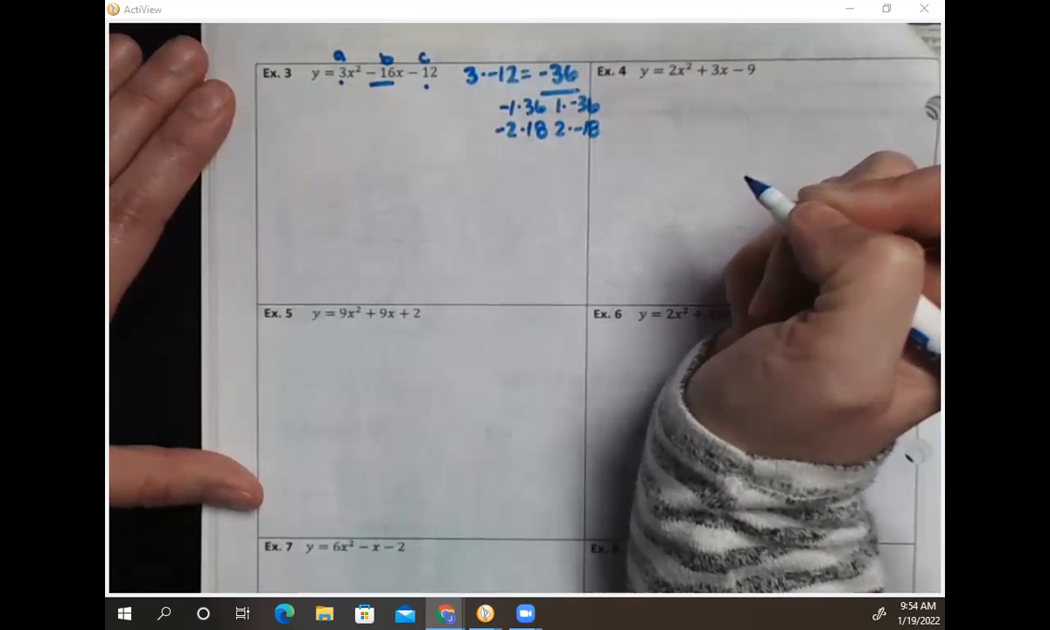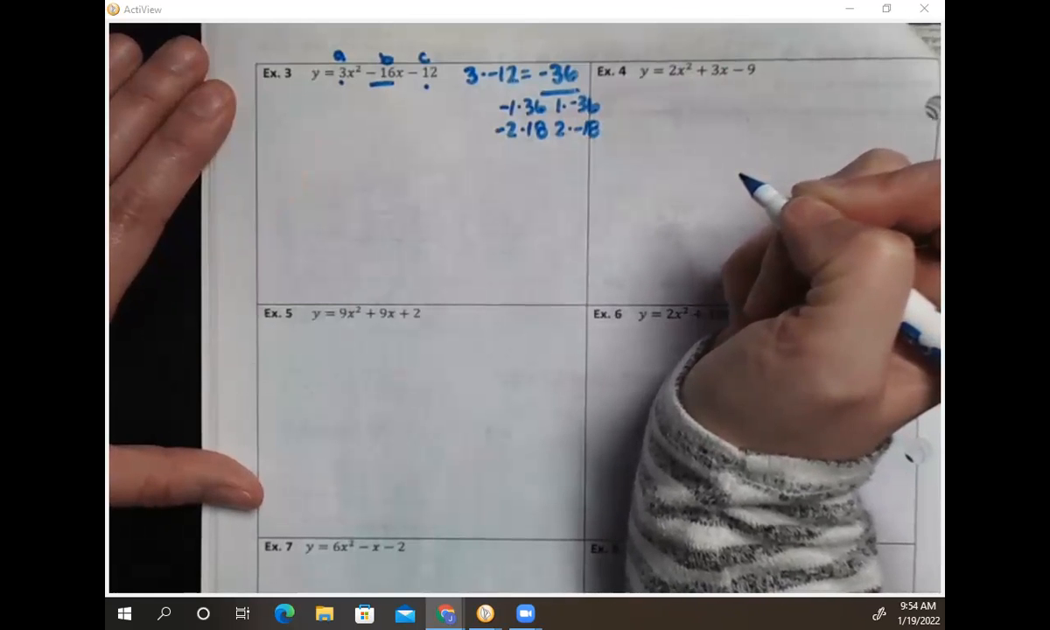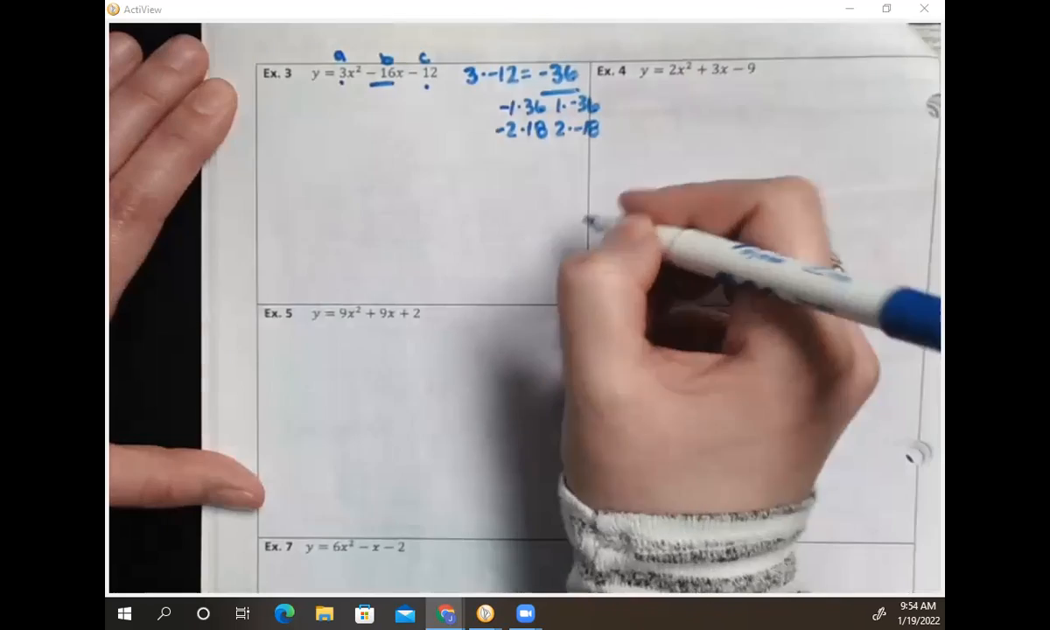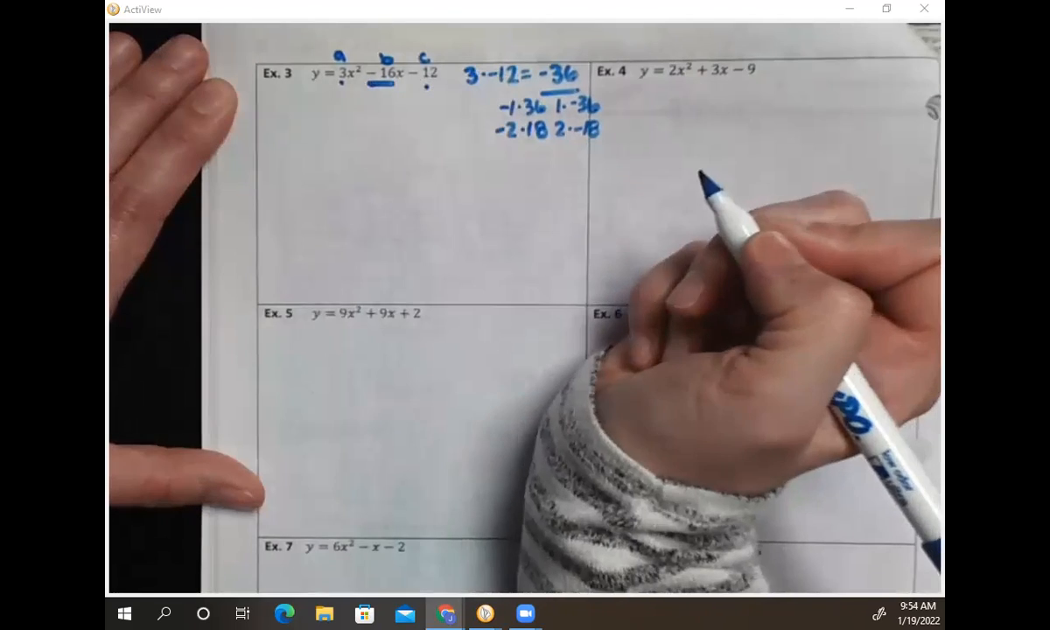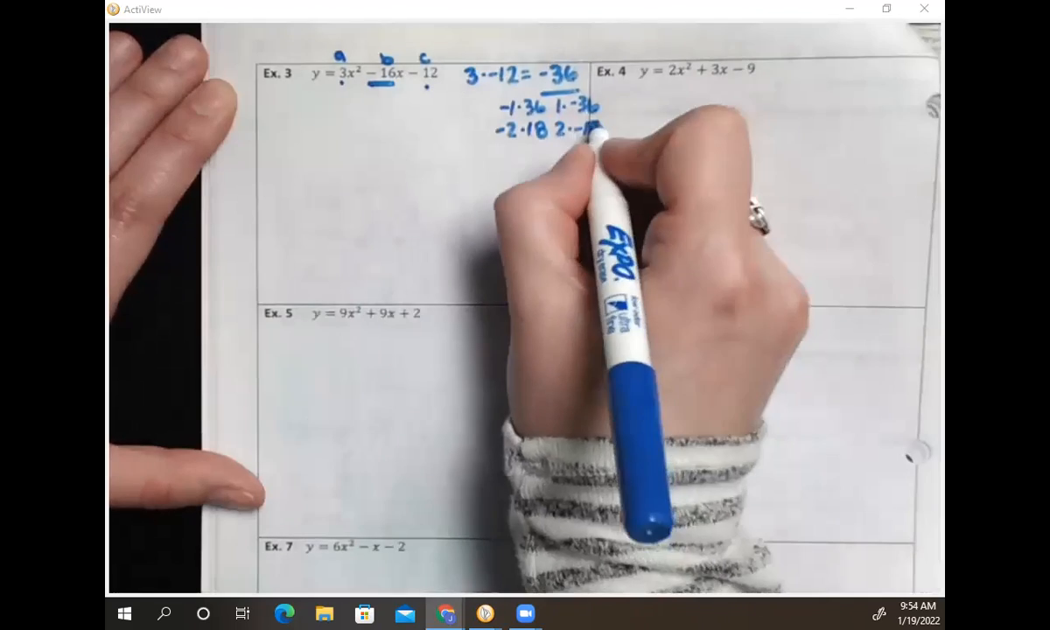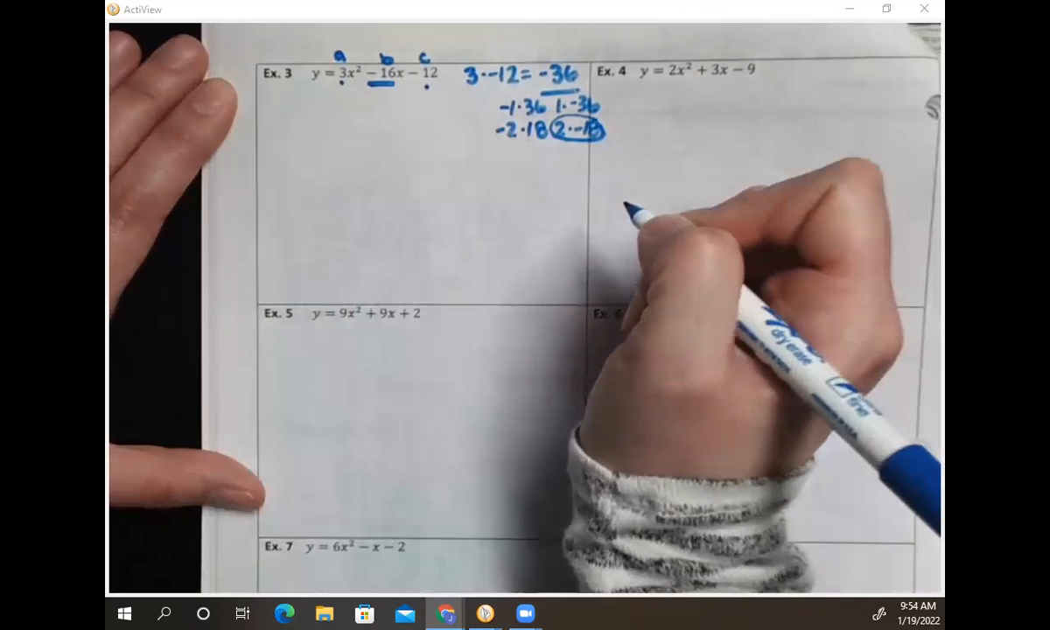I have them already, right? I don't need to keep going if I have them already. I don't need to make the whole list if I've got the ones that will add to negative 16 in the first couple. So I want 2 times negative 18.